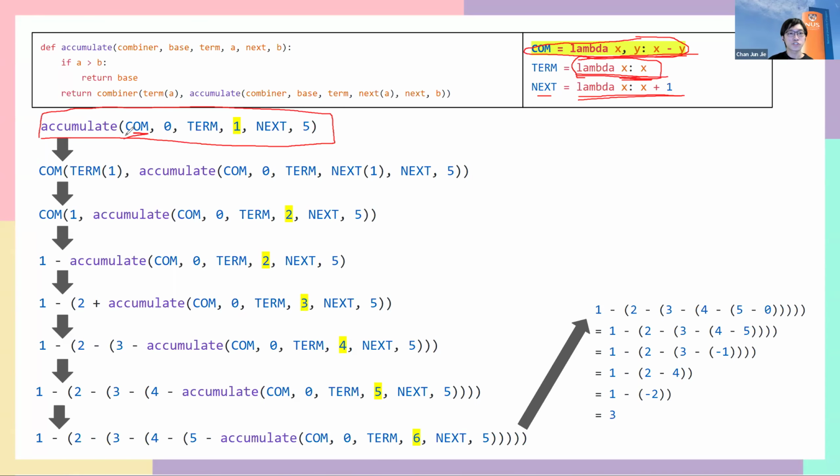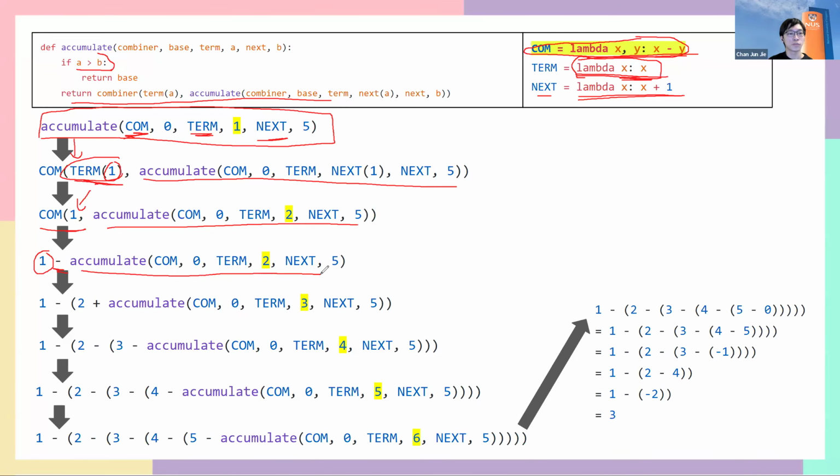I use these shorthands so that it's easier to read and easier to visualize the different steps. We go through it one step at a time, tracing how Python will evaluate this. First, because a is not more than b, it will return combiner of term of the first index and the next accumulate call. Term 1 evaluates to 1, so you get combiner of 1 and your next accumulate call. This is your first one, minus, because of your combiner, and this is your next call to accumulate. Note how the brackets work here.